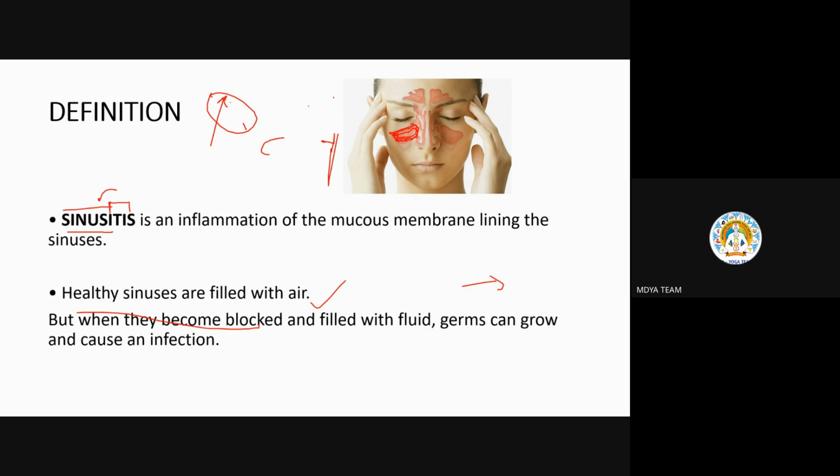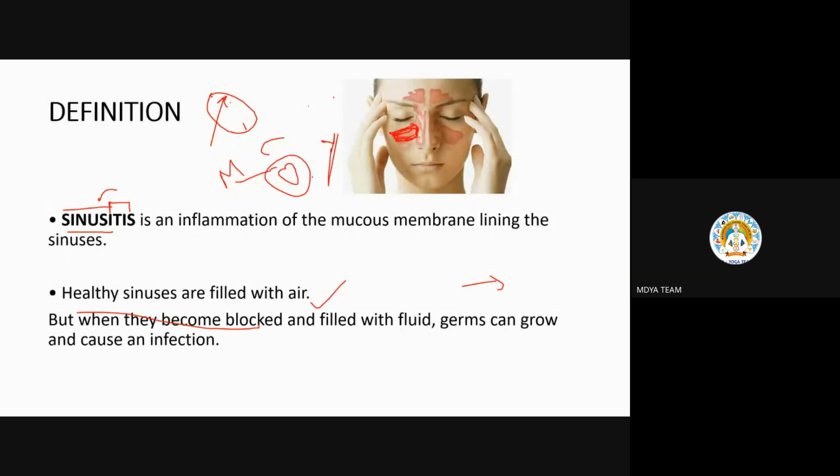It's inflammation, or in easy words you can understand, swelling. Swelling in the outer membrane. If you understand this anatomy, the outer membrane is always the mucous membrane, mucosal membrane we also say. So when the outer membrane of the sinuses gets inflamed, it is called sinusitis.